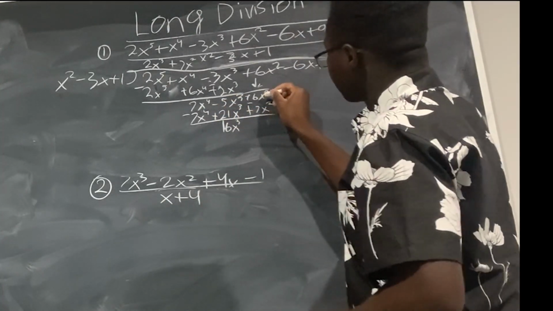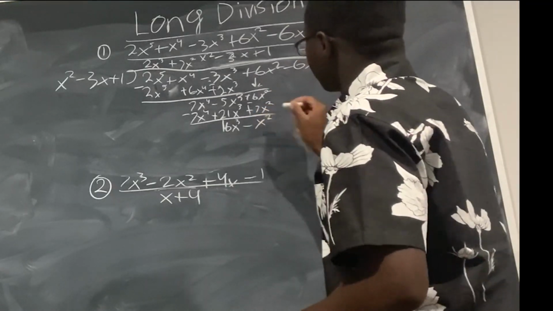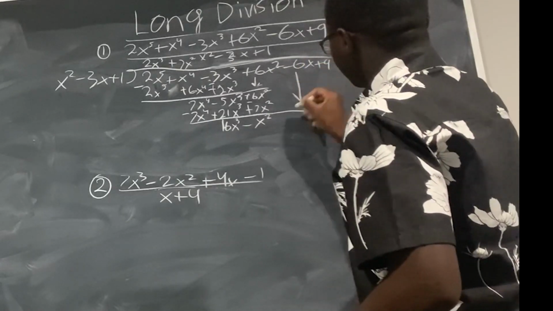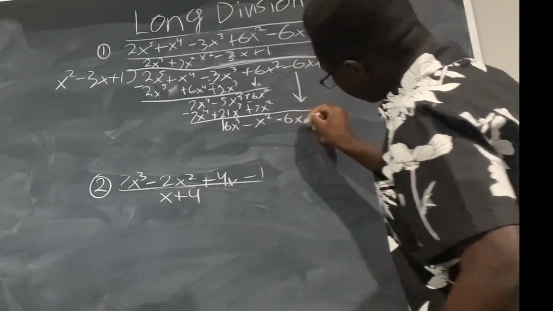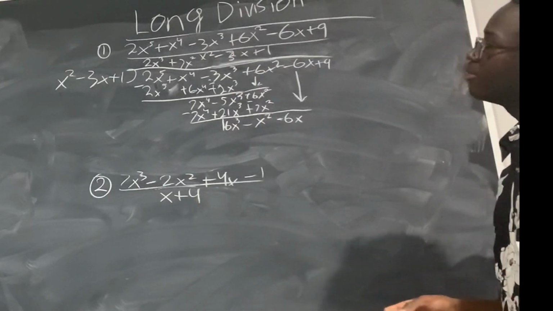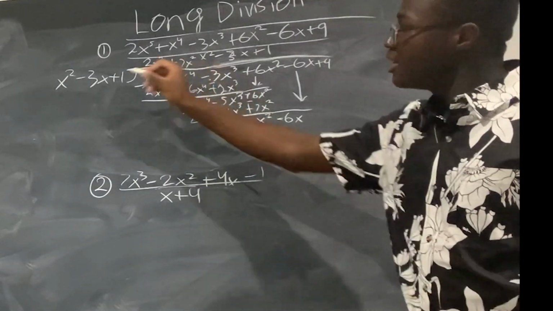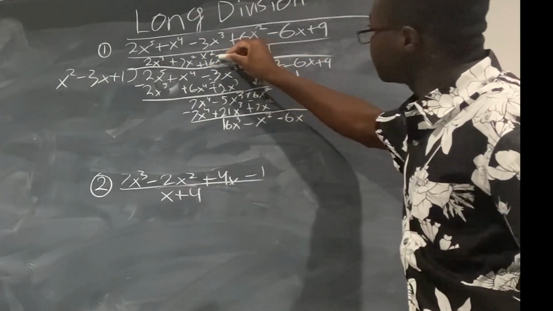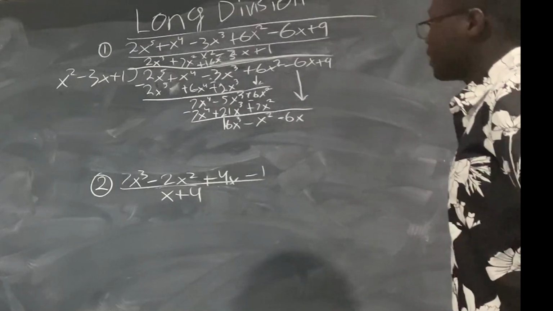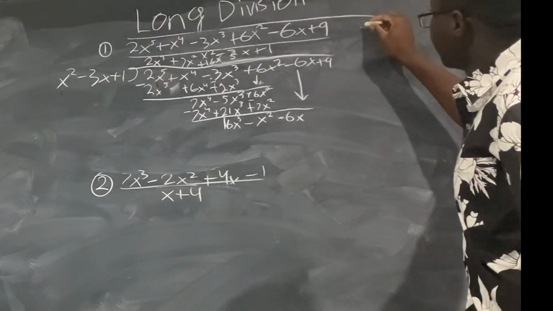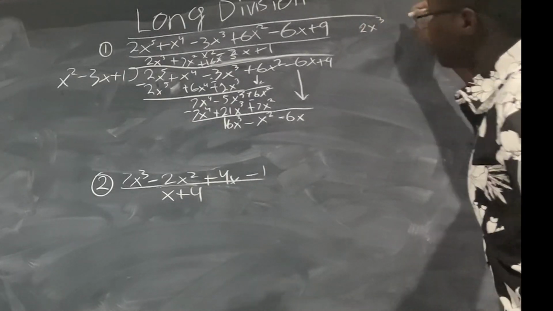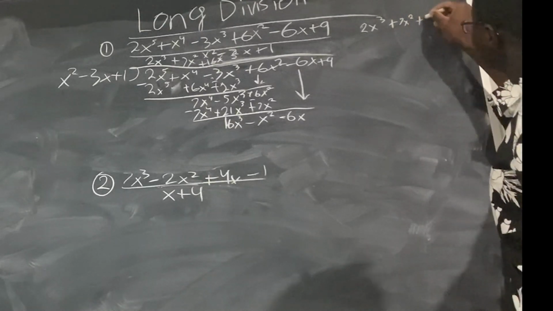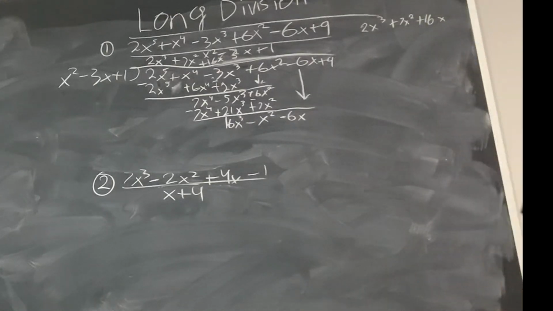This is going to become minus x squared, just 1x squared. And then we're going to drop down the negative 6x. Now, what do we multiply? We divide this, we get plus 16x. It is a little cramped up there, but right now I'll rewrite our bar. What we have right over there is 2x cubed plus 7x squared plus 16x. That's what we have so far on our bar.